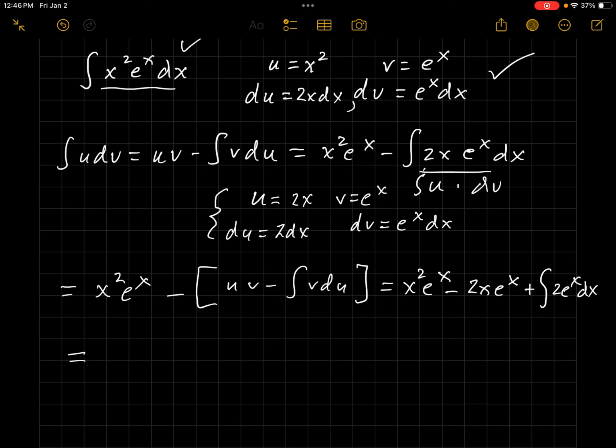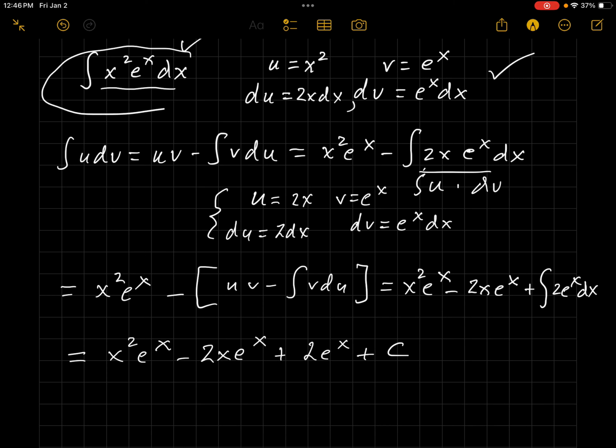The integral of x squared e to the x is x squared e to the x minus 2x e to the x plus the integral of 2 e to the x, which is 2 e to the x. And at this point, we can put the plus c. You might be thinking, is there an easier way to do problems like this? The answer is yes, and we will see that in the next video.